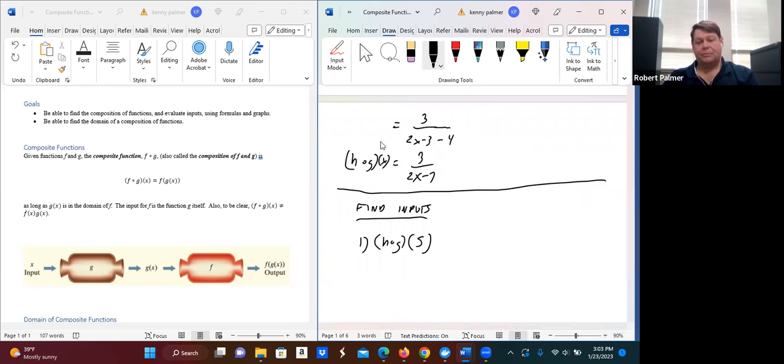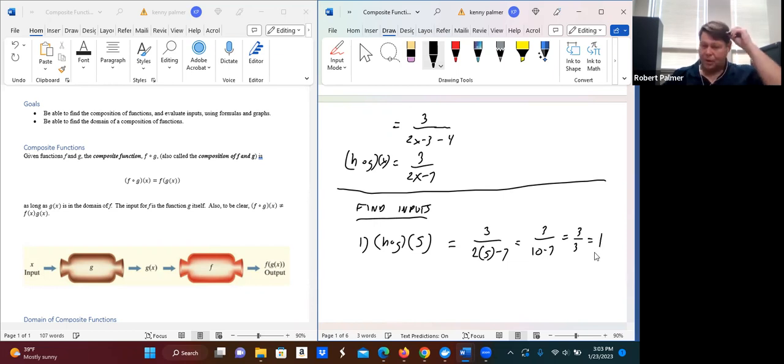Okay. Now, a couple ways I can do this, and I'll show you both. One way is, now that we have our composite function, is just simply to plug it in there. Okay. And so this is going to be 3 over 2 times x is 5, minus 7, is equal to 3 over 10 minus 7 is equal to 3 over 3, which is equal to 1. Okay, so for this composite function, if I plug in a 5, my input is 5, my output is 1.